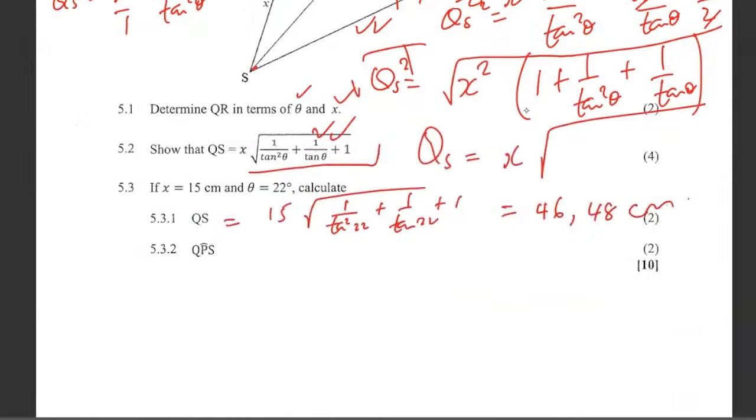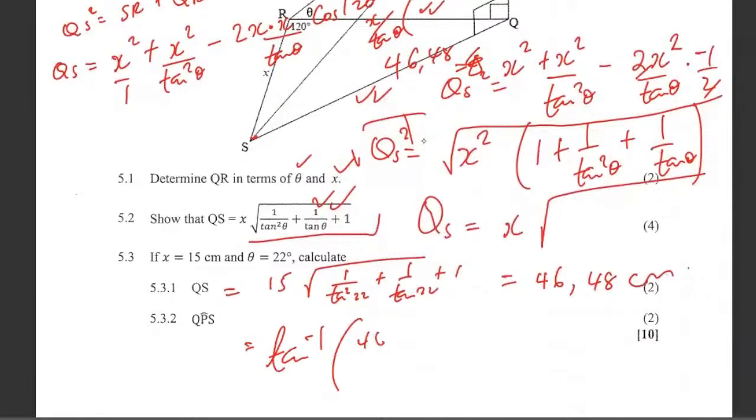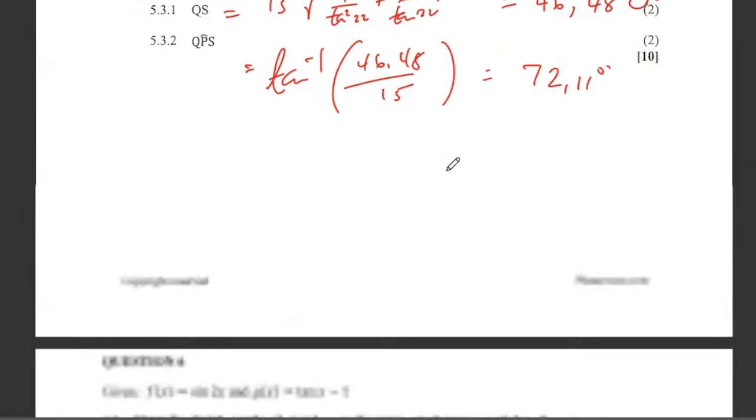So I'm going to say that's going to be the arctan of the opposite, which is 46.48 over 15. And if that happens, I'm going to get 72.11 degrees. Please just confirm it with your calculators. We see 46.48 over 15, which is 72.11. All right.